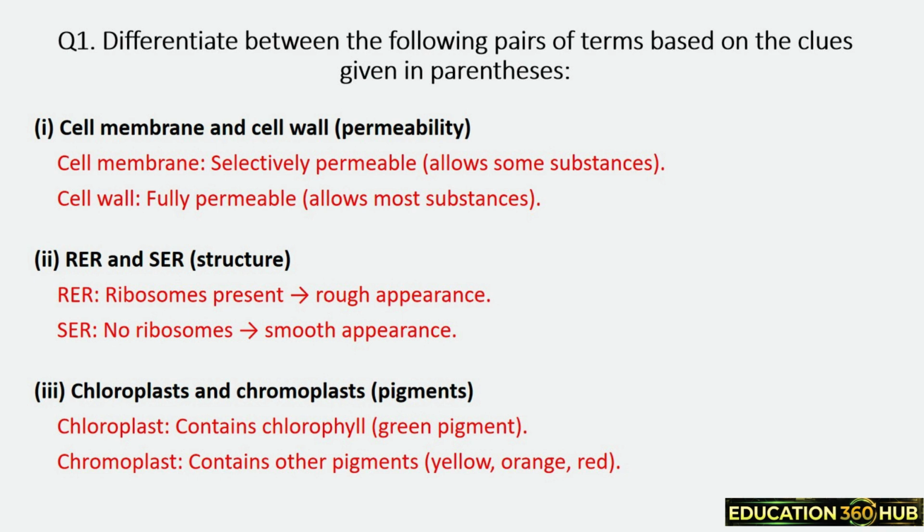Third, pigments present in chloroplasts and chromoplasts. Chloroplast contains chlorophyll that is green pigment. Chromoplast contains pigments like yellow, orange, red, other than green.